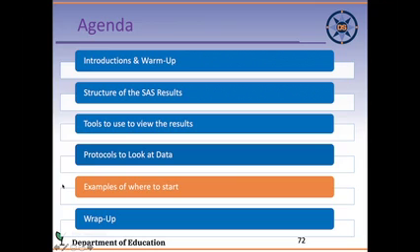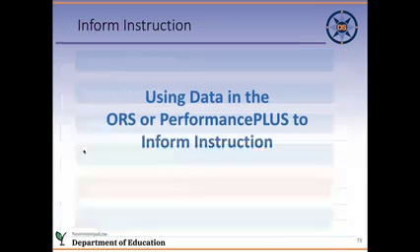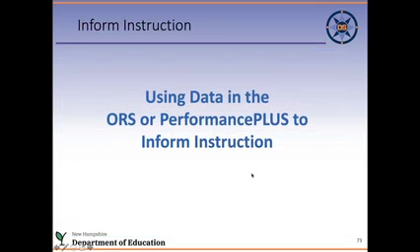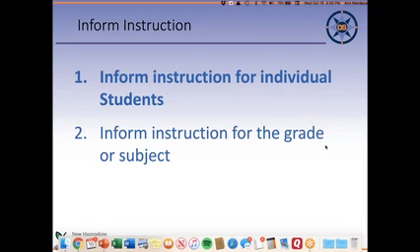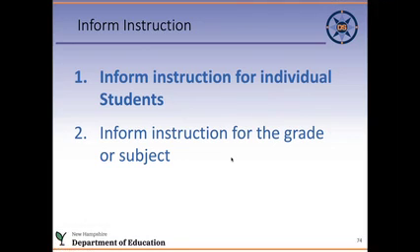I'm trying to talk really fast because I know we're getting close to the end. Examples of where to start. So, using data in Performance Plus or ORS to inform instruction. There are two different things you want to look at. You want to either inform instruction for individual students, or you want to inform instruction for the grade level or the whole subject. So first, inform instruction for individual students.